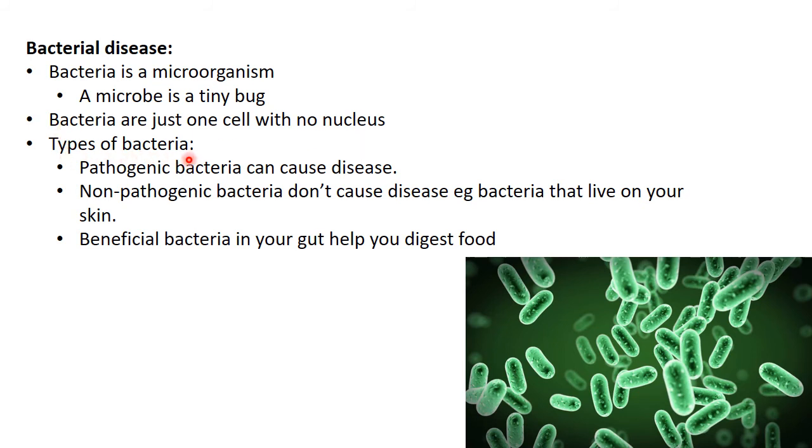Types of bacteria. Not all bacteria are bad. We can have pathogenic bacteria, and they're the ones that can cause disease. But we also have lots of non-pathogenic bacteria. So, for example, there's lots of bacteria that live on our skin or in our environment, and they don't cause any problems at all. So they're non-pathogenic. And we can even have bacteria to help us. So in our gut, in our intestines, we have beneficial bacteria that help us digest food.